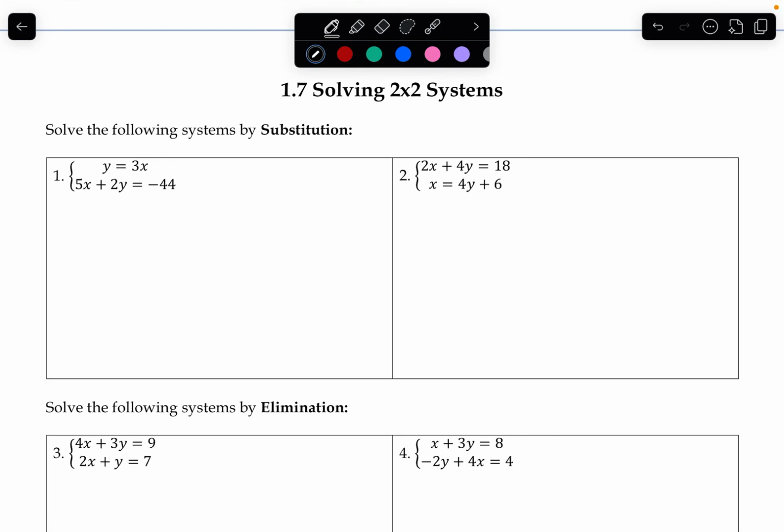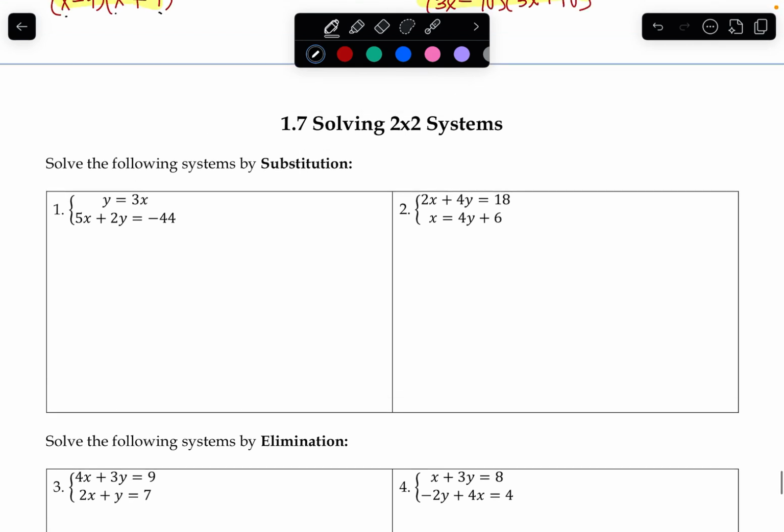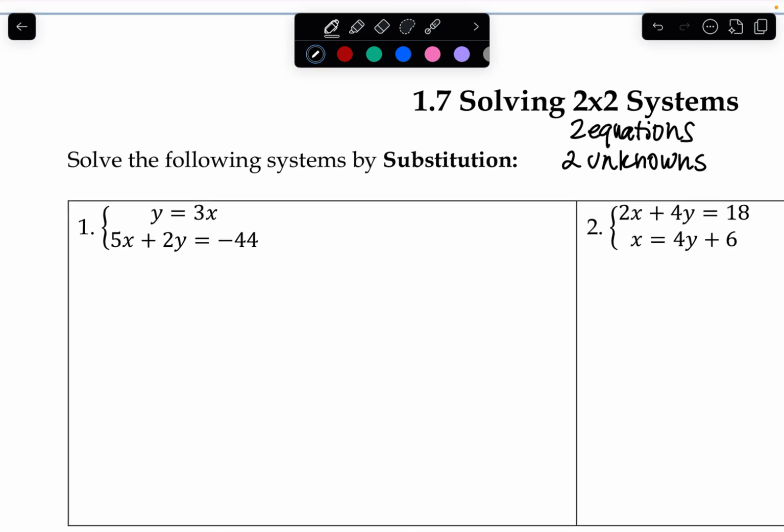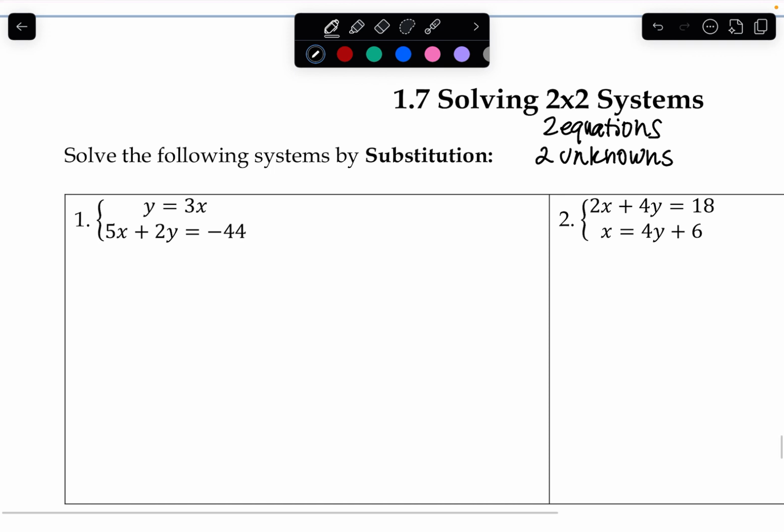In this lesson, we are going to review how to solve 2x2 systems. And 2x2 systems means two equations and two unknowns, two variables. Later in the Algebra 2 year, we are going to do 3x3, three equations and three variables. But in order to do that, we have to be experts at solving 2x2 systems. So that's how we're going to start.